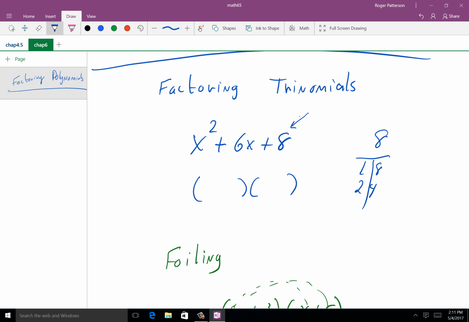So the next thing I'm going to do is I'm going to put a plus here because this is a plus. So that tells me that these two factors have to add up to that 6. So whatever two I pick here, they got to add to 6. So obviously, those are the ones that are going to add to 6. So now I can finish this. I know this is going to be an x, and I know this is going to be an x, simply because x times x gives us the x squared that we're looking for there.